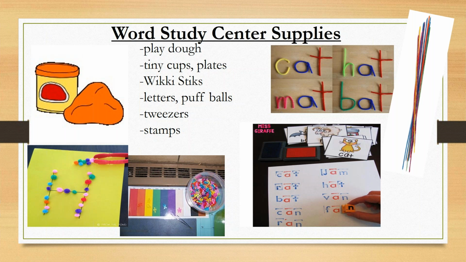Tweezers sort and make. Younger students who need to work with fine motor skills can build words with tweezers and plastic letters or puff balls. You'll notice on our screen, we also added tiny cups and plates to sort and stack, or even stamps.